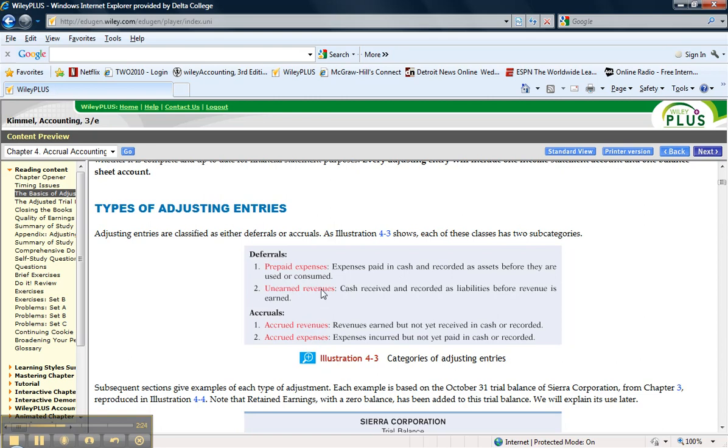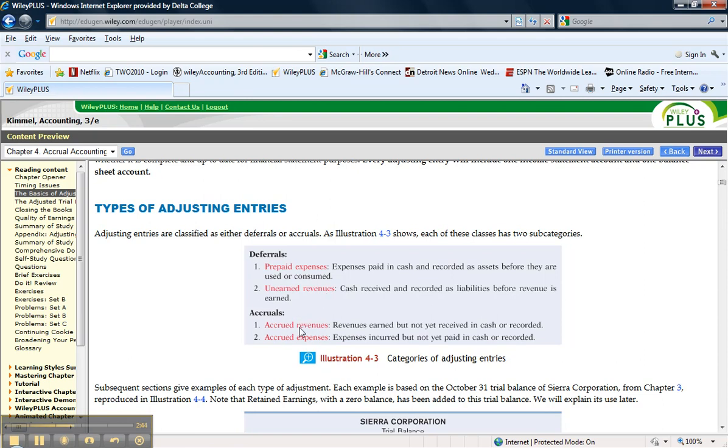And then unearned revenues, those are also cash first issues, but that's when we collect money before we've actually earned the revenue. That's a liability when we collect the money, and then as time goes by, we earn the revenue, and we have to record adjusting entries to record the revenue and reduce the unearned revenue liability.